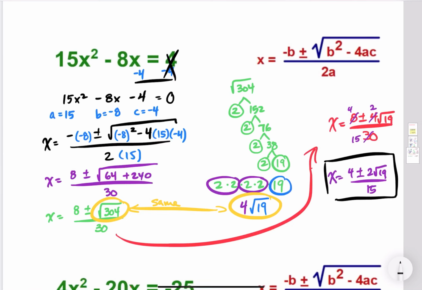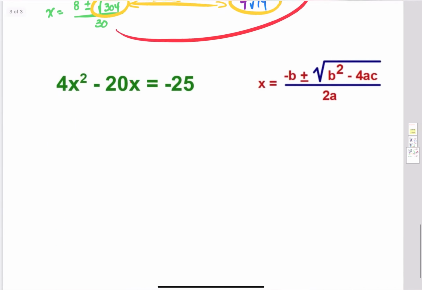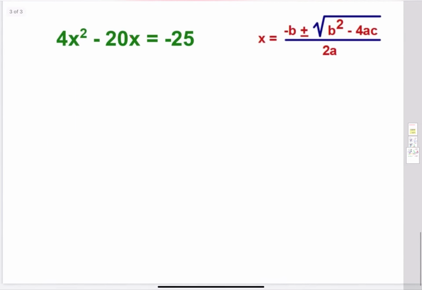Okay, let's go ahead and try another one here. And this will be our last one here. So we got 4x squared minus 20x is equal to negative 25. And if you want to pause and try it out on your own first, by all means, go ahead and do so. All right, so again, not in standard form.